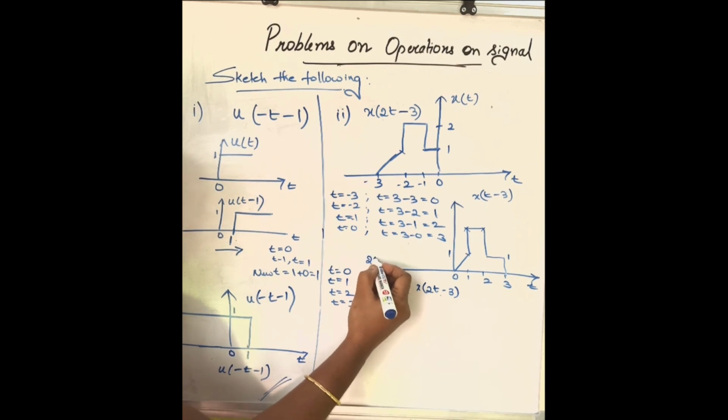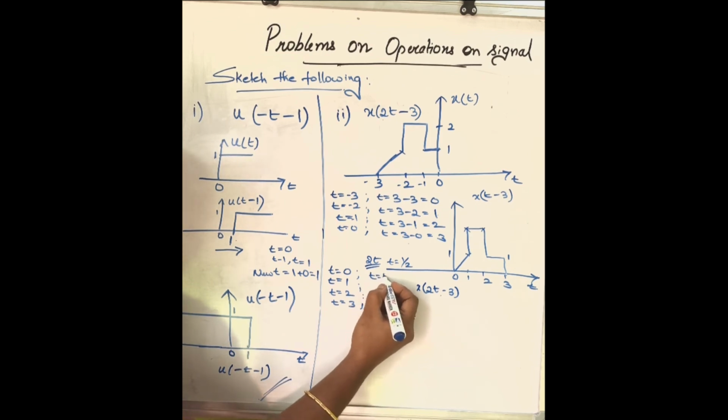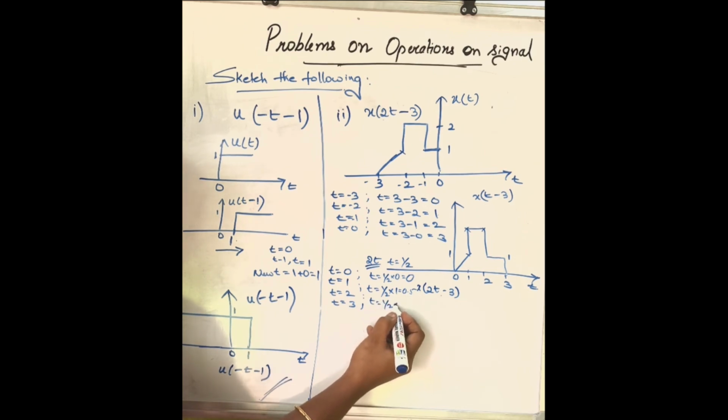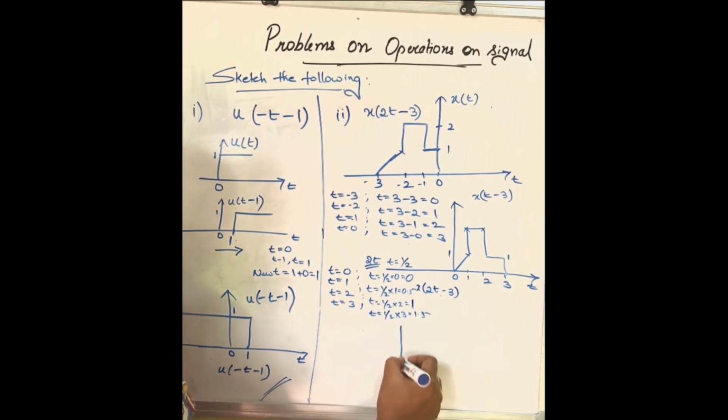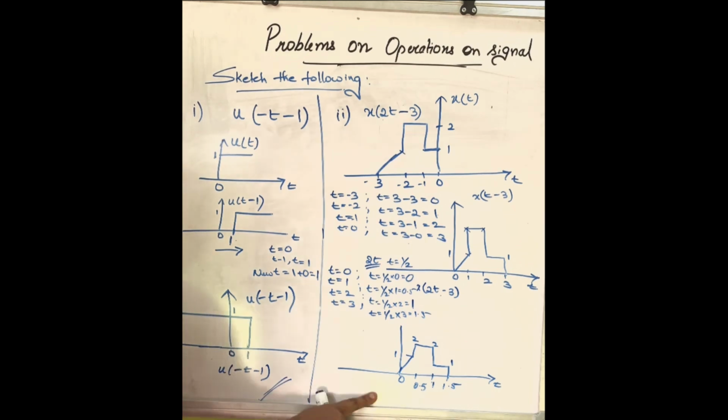Now they asked 2t. So when you say 2t, t is equal to 1 by 2. So now your t becomes 1 by 2 into 0, that is 0. t is equal to 1 by 2 into 1, 0.5, 1 by 2 into 2, 1, 1 by 2 into 3, 1.5. So these are the new instances: 0, 0.5, 1 and 1.5. The amplitudes do not change, so you have the same amplitude. It's 1, 2, 2 and 1. But the time changes. So this is the final diagram you have got.